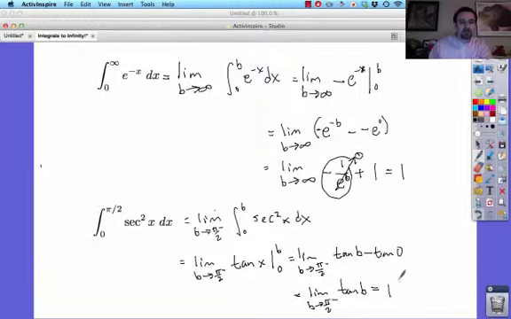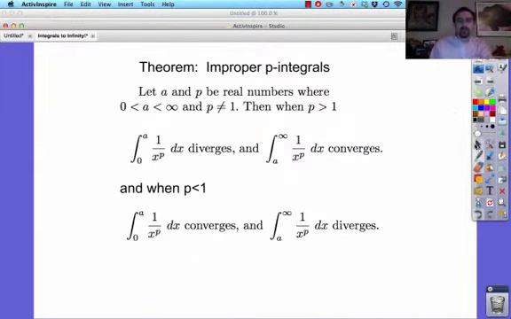Okay, so this is one of those interesting situations where technically speaking, in order to do this integral, we probably could have just done it without even realizing there was a limit involved, but there is a limit involved, and it's important to recognize that. Okay, so here's another theorem.